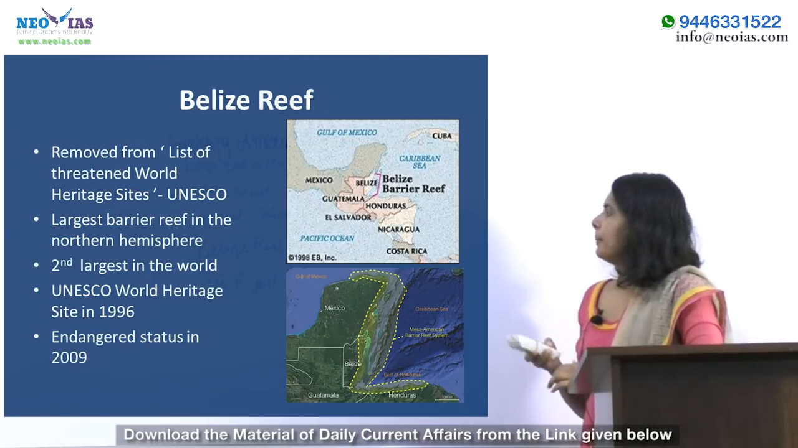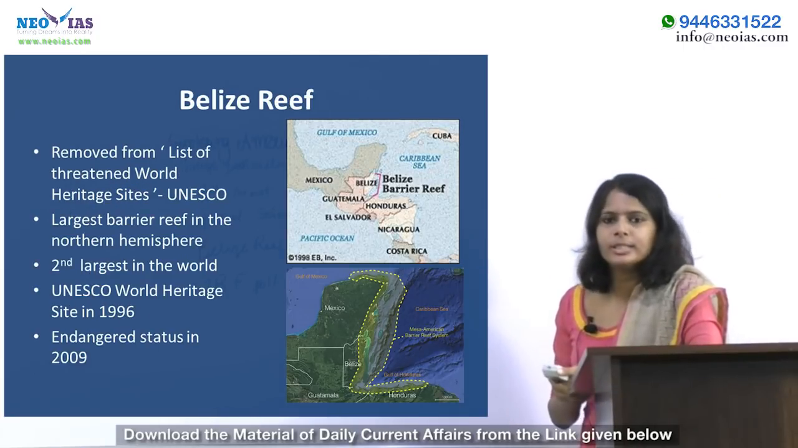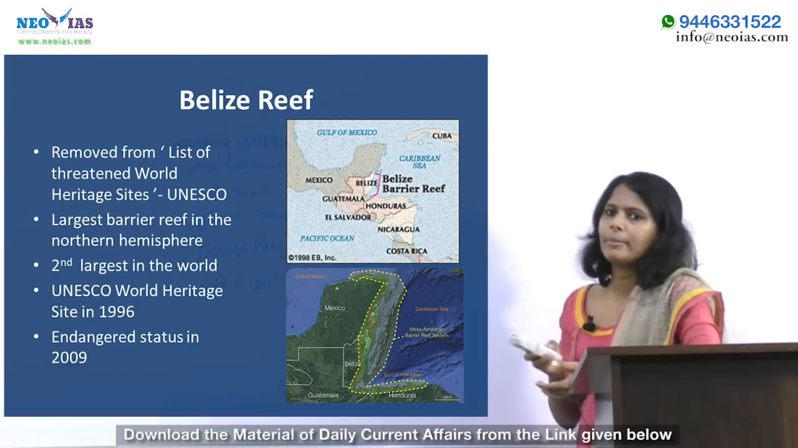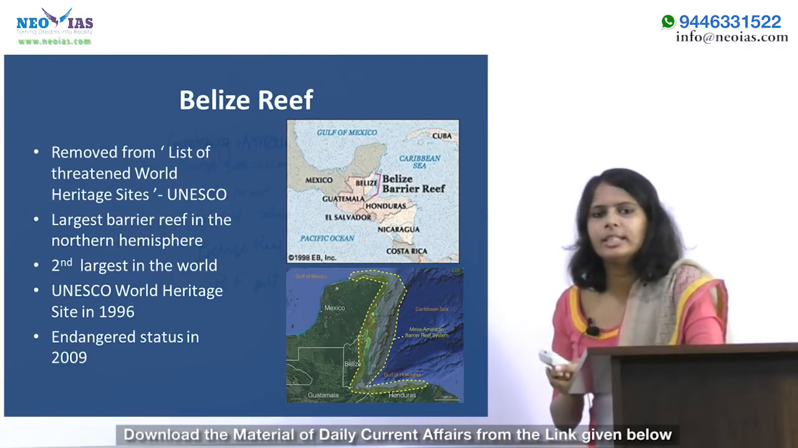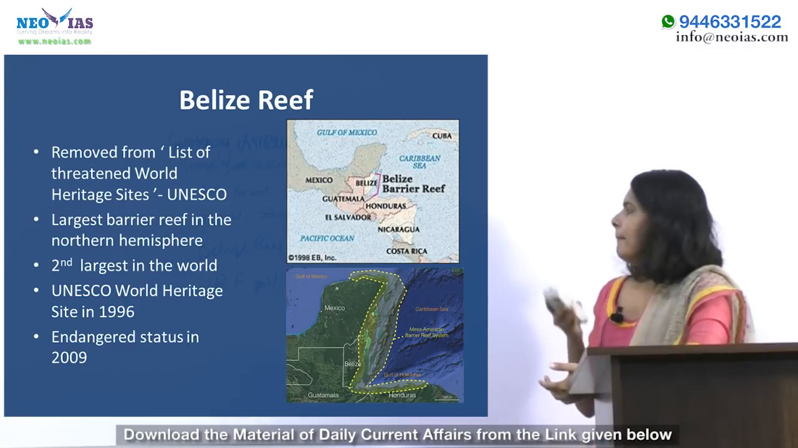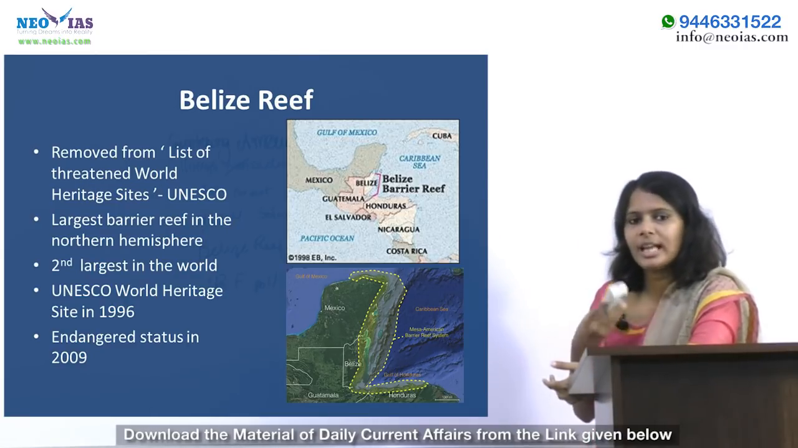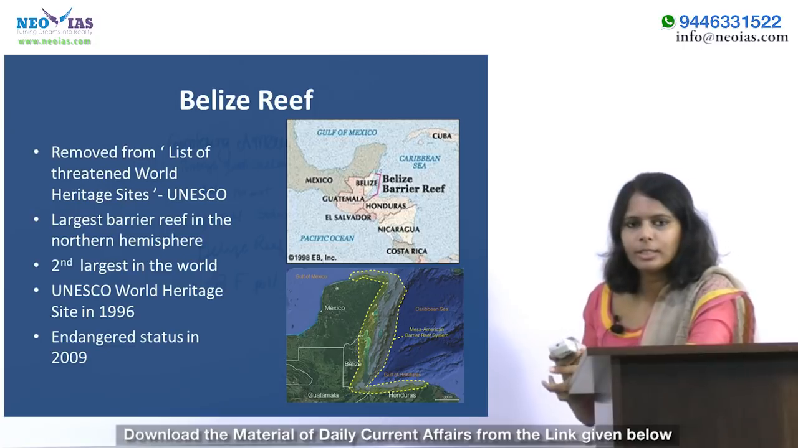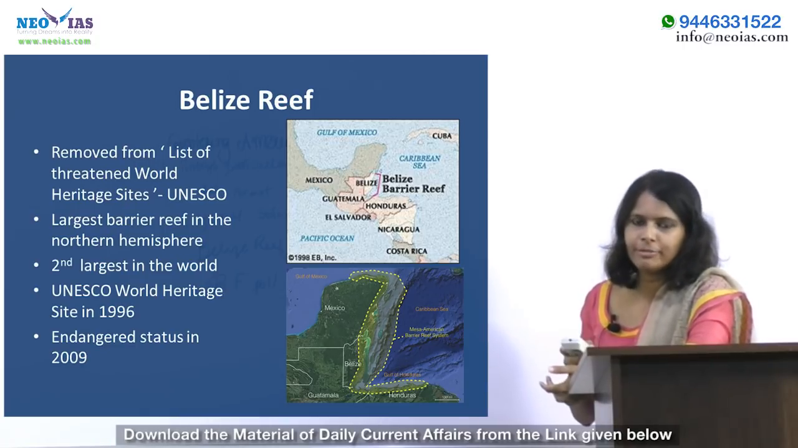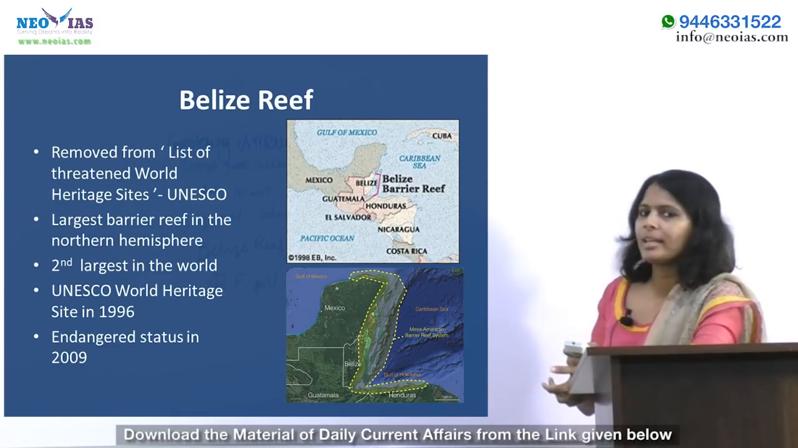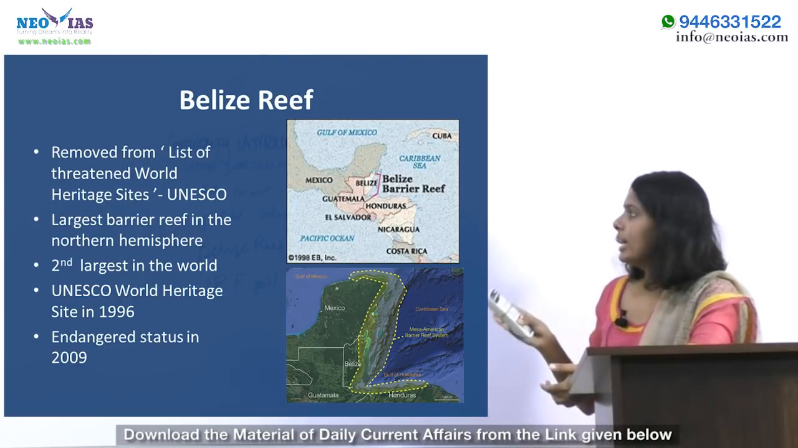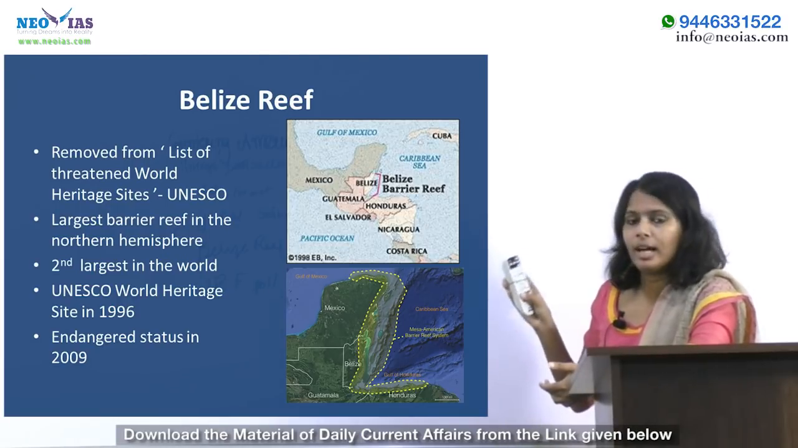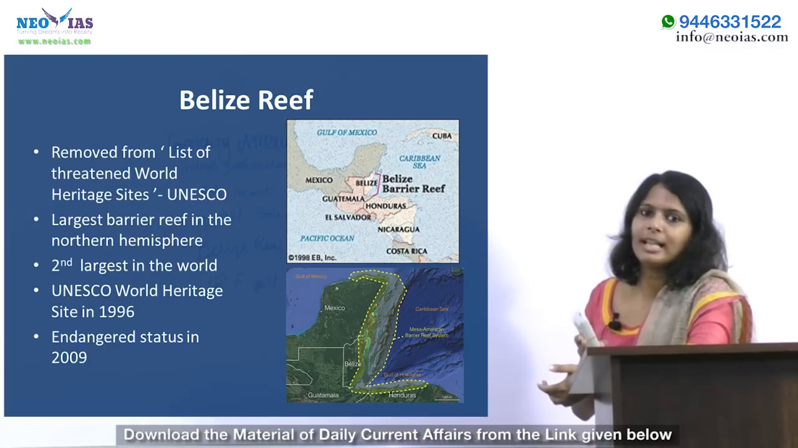Next topic is Belize Reef. The UNESCO has removed the Mesoamerican coral reef in Belize from its list of threatened World Heritage Sites. Belize Reef is an outstanding natural system consisting of the largest barrier reef in the Northern Hemisphere. It is located in the Northern Hemisphere. Please note, that's why it is the largest barrier reef in the Northern Hemisphere.